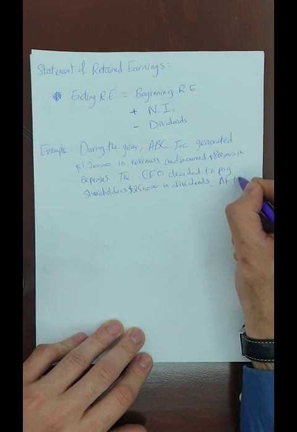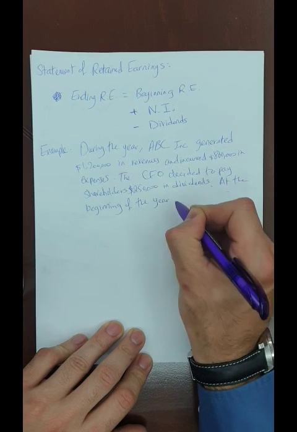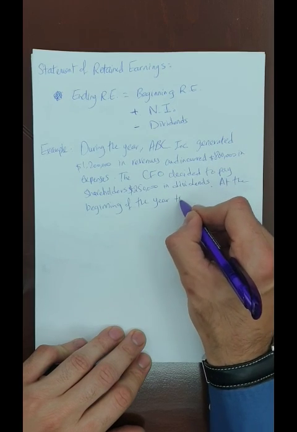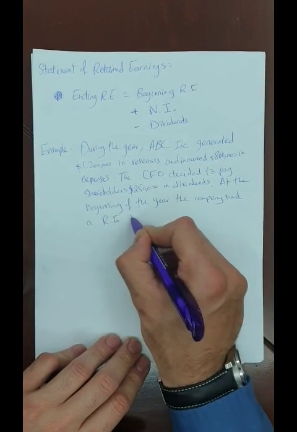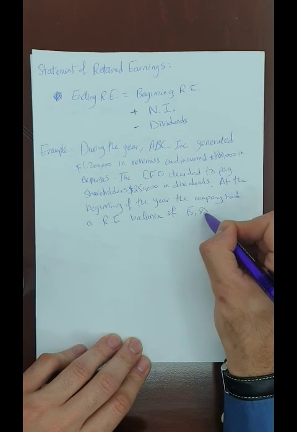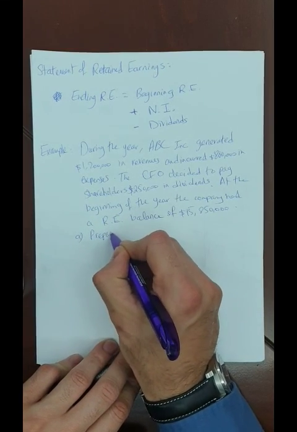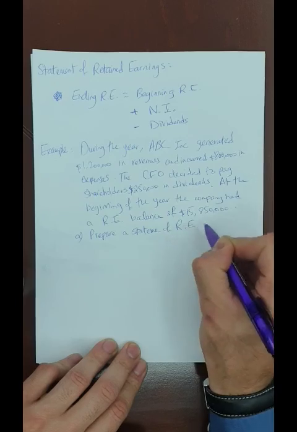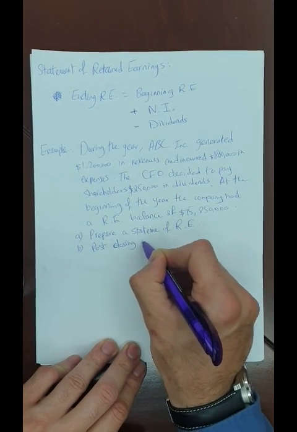At the beginning of the year, the company had a retained earnings balance of $15,850,000. The first question asks us, prepare a statement of retained earnings, part B, post closing entries.